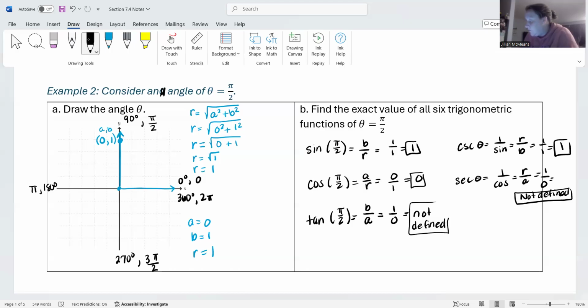Okay. And then finally, we want to look at cotangent of theta. Well, I just put thetas again. I meant pi over 2. Do you all ever scream at me while you're at home watching these videos?